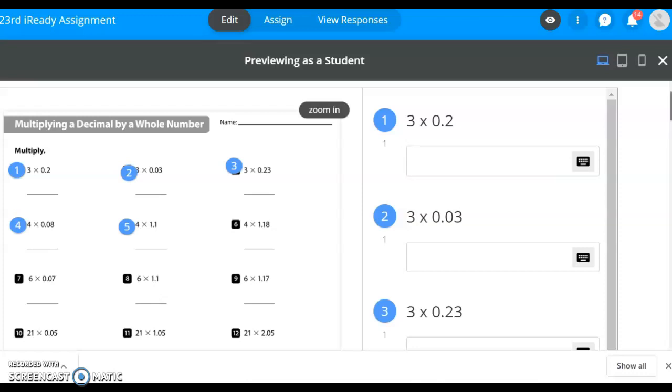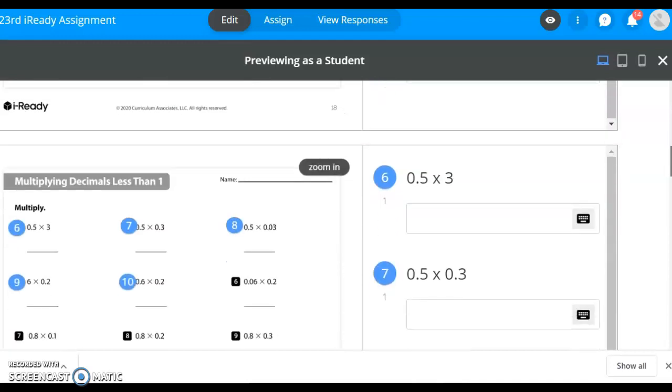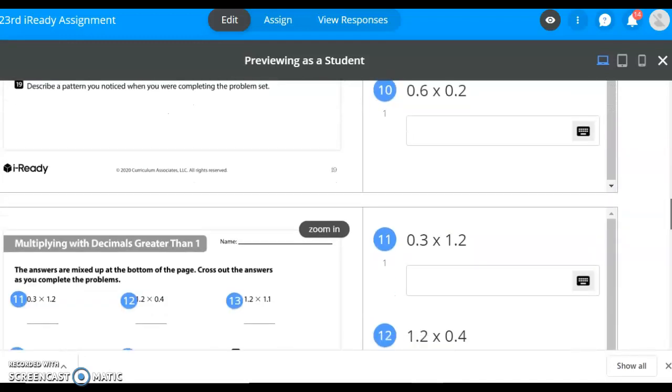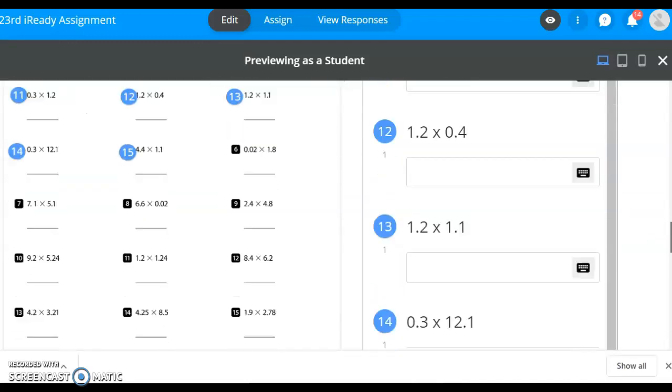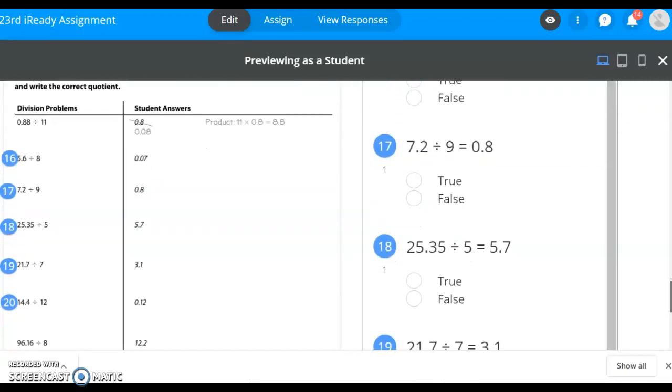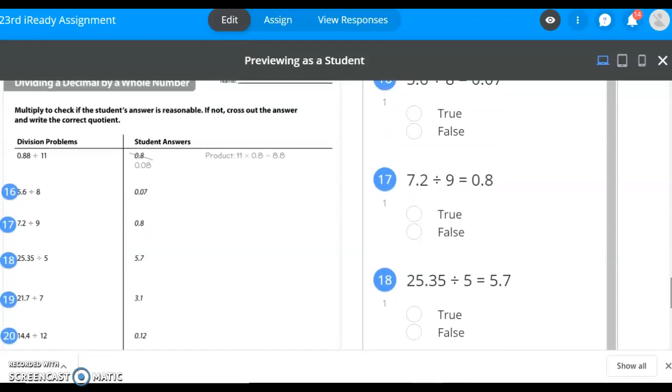The first set is multiplying a decimal by a whole number. Then we're going to be multiplying decimals by less than 1. Then we're multiplying decimals greater than 1, and the answers are on the bottom of the page, even though they're all mixed up. And then we're going to focus on dividing. And so you're going to decide if this answer is reasonable, and you're going to either answer true or false. I do suggest that you actually figure out the problem to decide whether it's true or false.